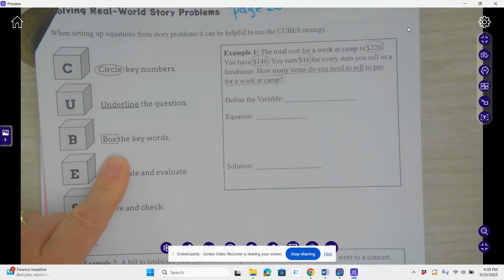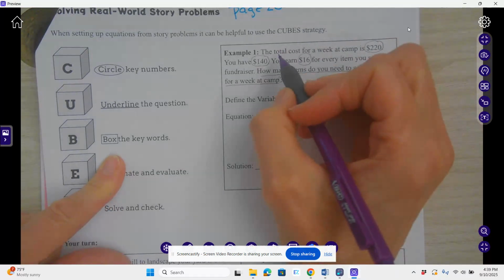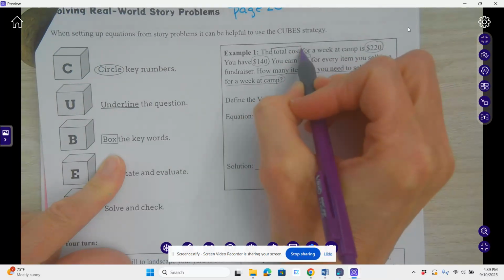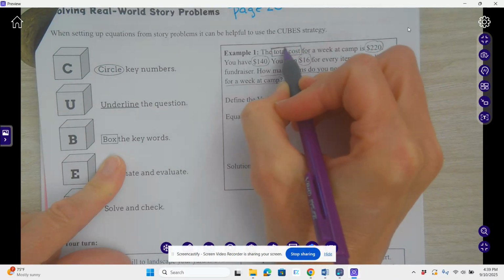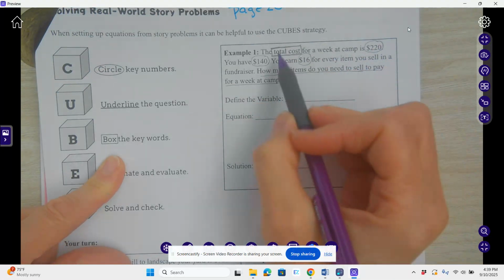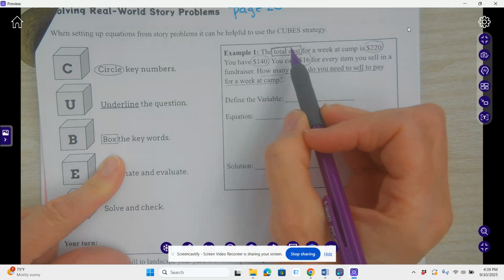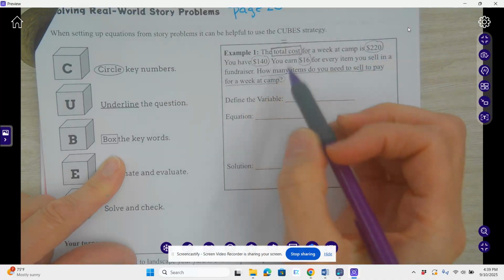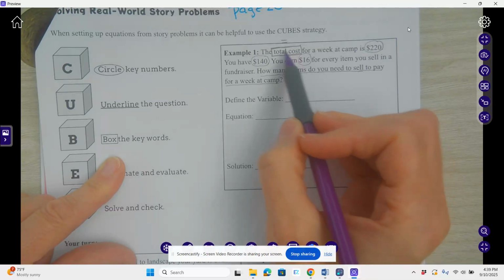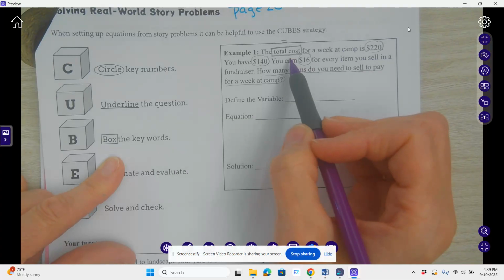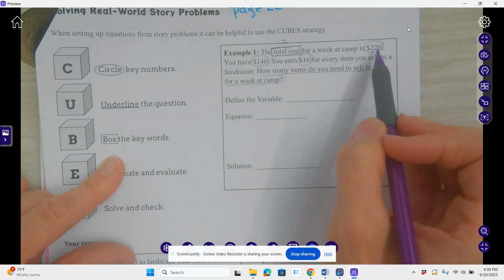Box keywords. So I'm going to go through this and help you identify some keywords. The total cost, total, and I'm going to box in cost also. That is definitely a keyword. Oftentimes, total will have an equal sign next to it, because usually when you write an equation, you're equal to a total. So the total cost for a week of camp is $220.